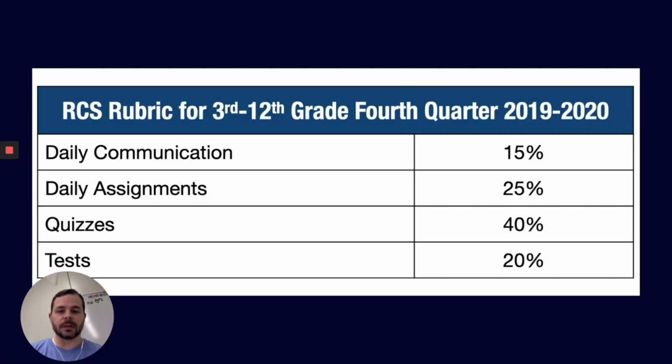Don't forget the rubric for this quarter as well. Daily communication, 15%. Daily assignments, 25%. Quizzes, 40%. Tests, 20%.